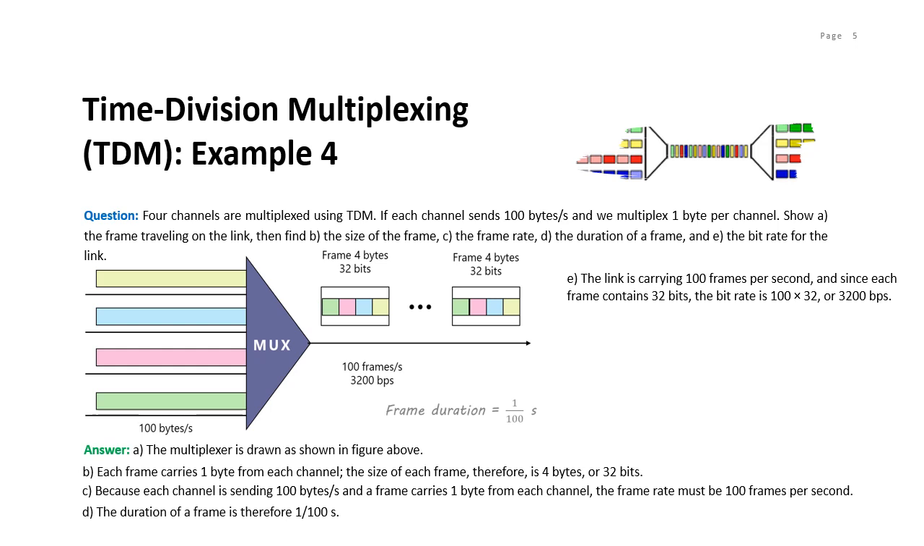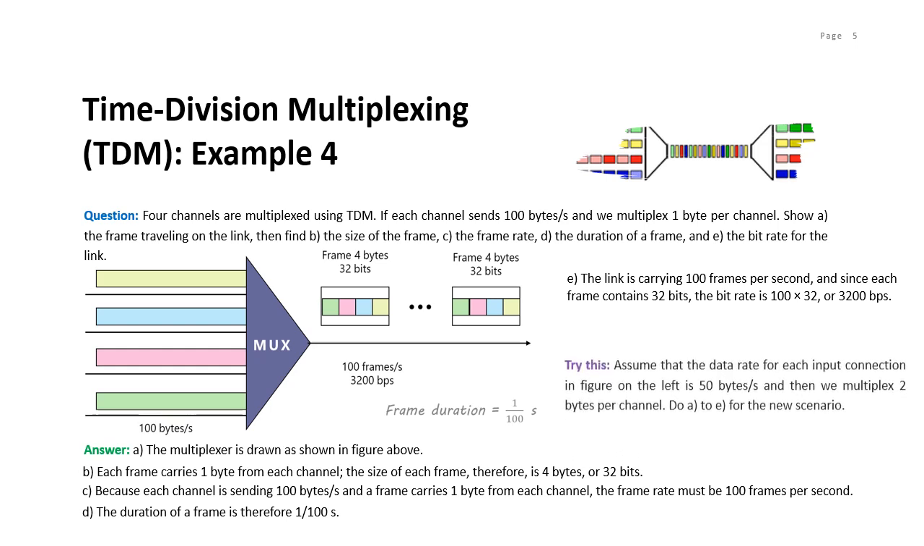For E, just now we calculated the frame rate. How to calculate the bit rate? Just multiply with the number of bits in each frame. Since each frame contains 32 bits, the bit rate is 100 times 32 or 3200 bits per second. This is actually 4 times the bit rate of each channel, which is 100 bytes multiplied with 8 to get bits, so it is equal to 800 bits per second. So this is 4 times the bit rate of each channel.